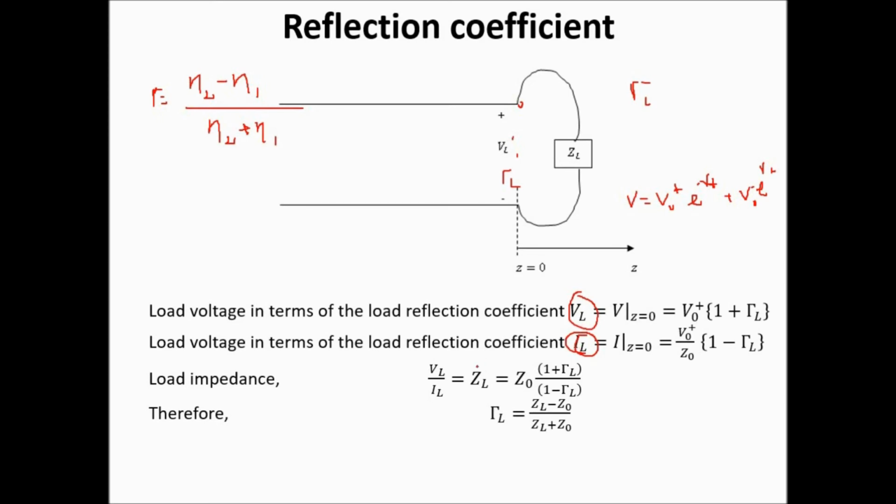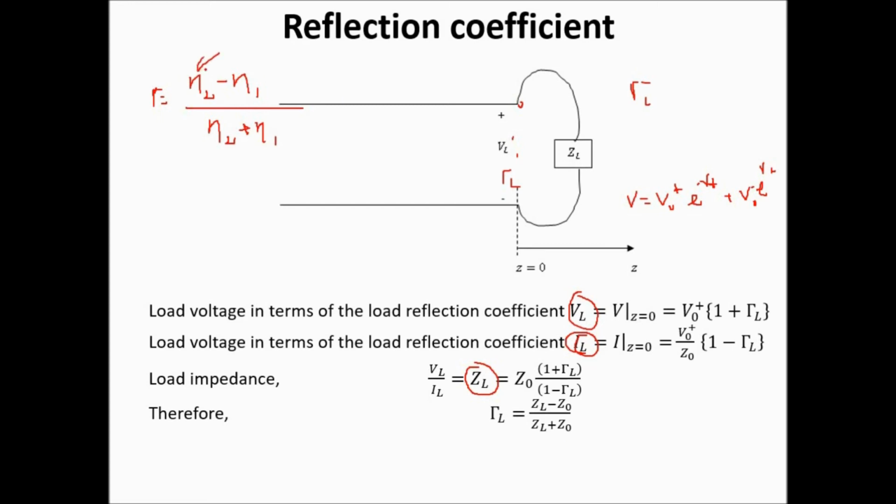Now VL over IL can be written as the load impedance. So the load impedance ZL is equal to VL over IL, and if you divide, V0 plus cancels out and you will get Z naught times 1 plus gamma L over 1 minus gamma L. Now if you solve for gamma L, you will get ZL minus Z naught divided by ZL plus Z naught. So you see here a very similar formula.